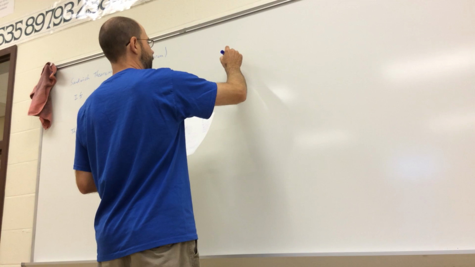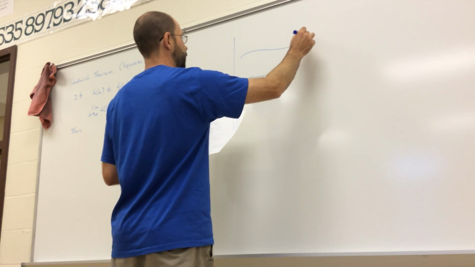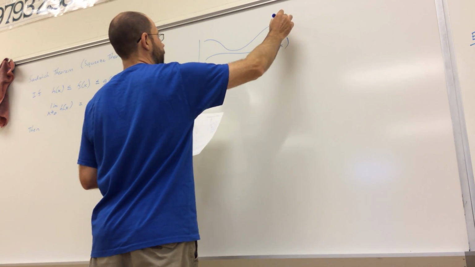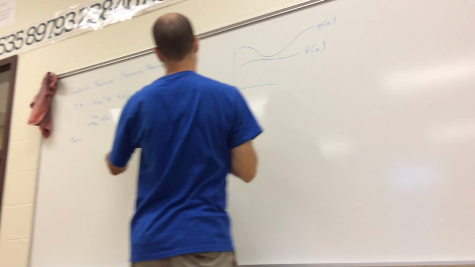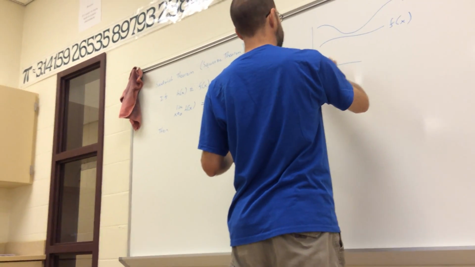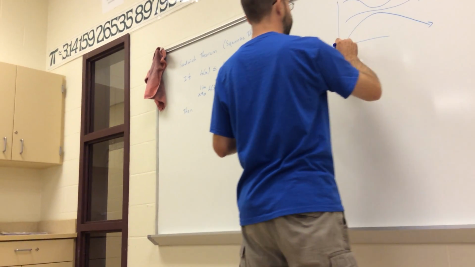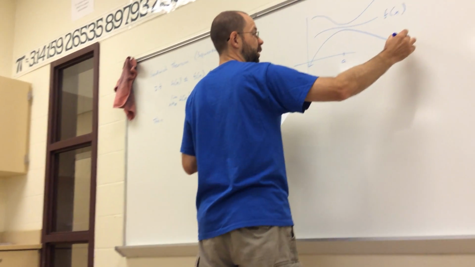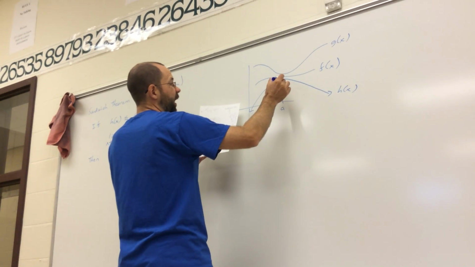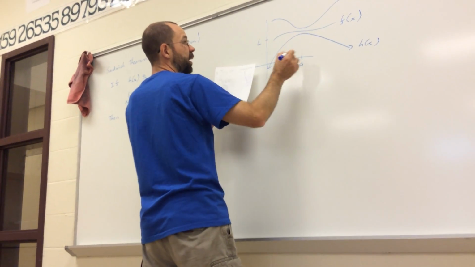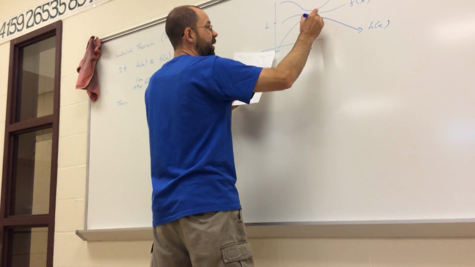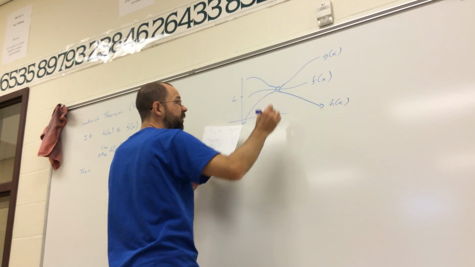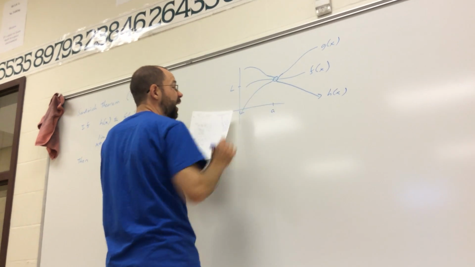Okay, so here's your function f of x, the one you care about. And let's say that g of x is always above this function, as the theorem requires. And let's say that h of x is always below the function. And then you're getting close to this number a. Well, if h of x is getting close to the same thing that g is, then of course f has to be getting close to that same thing.